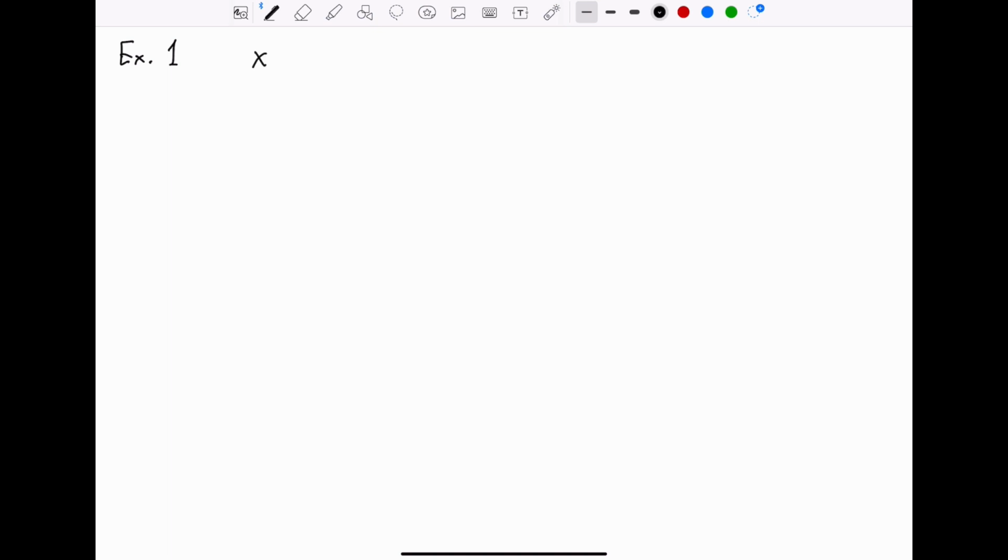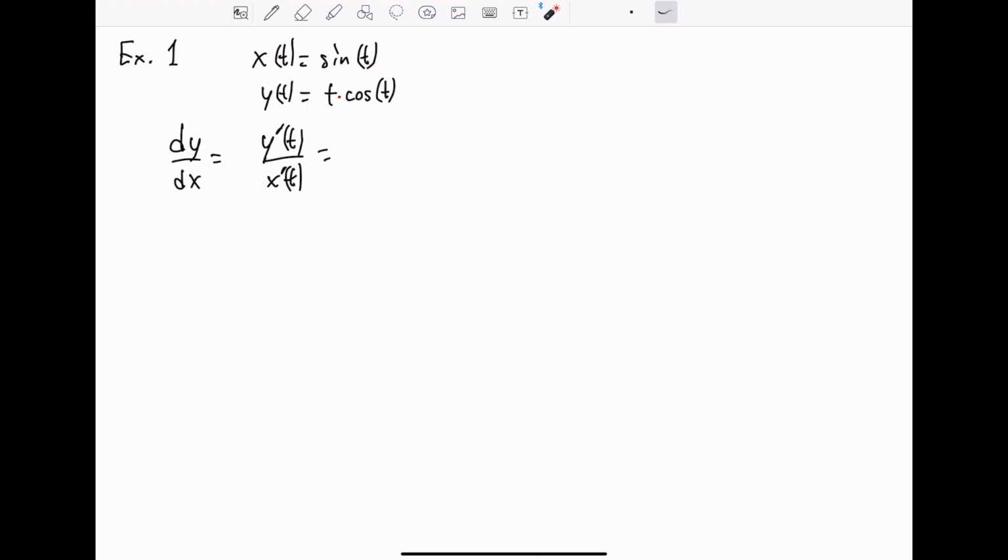So for the x equation, we have x equals sine of t, and the y equation, y of t is t times cosine of t. Now, using the formula that we developed, the derivative of y with respect to x is the derivative of the y function divided by the derivative of the x function. Taking the derivative of the y function requires using the product rule. We have t times cosine of t. So when we take the derivative, we can't just use 1 times negative sine. That's not correctly taking the derivative of a product.